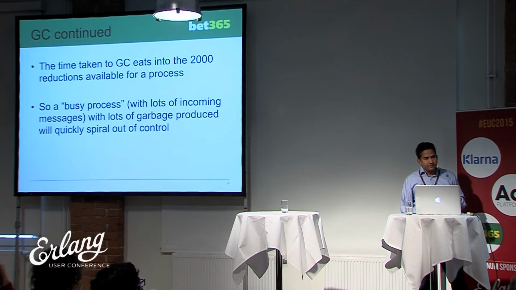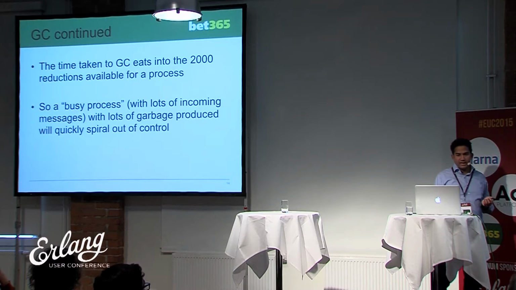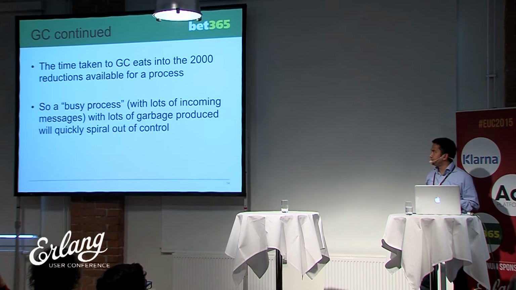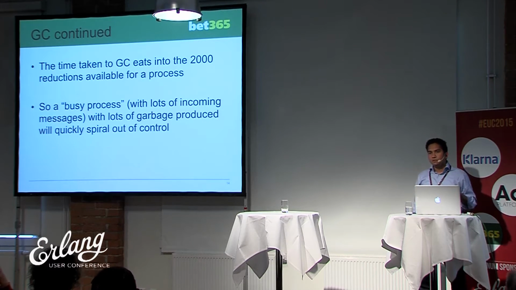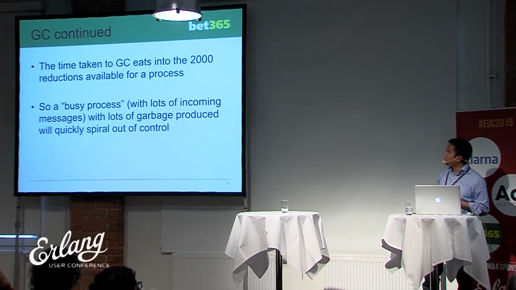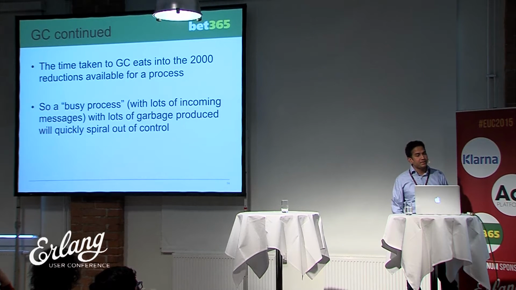But the implication of this is that if you have a busy process, a process in your system which you can't parallelize, if you like, or you can't make concurrent because you've got to handle messages in sequence, and it produces lots of garbage, then it'll quickly spiral out of control because the more garbage it produces, the fewer reductions it has to actually do its work. But actually, it's a busy process. There's a lot of work coming in. So you're stuck in this catch-22 situation.